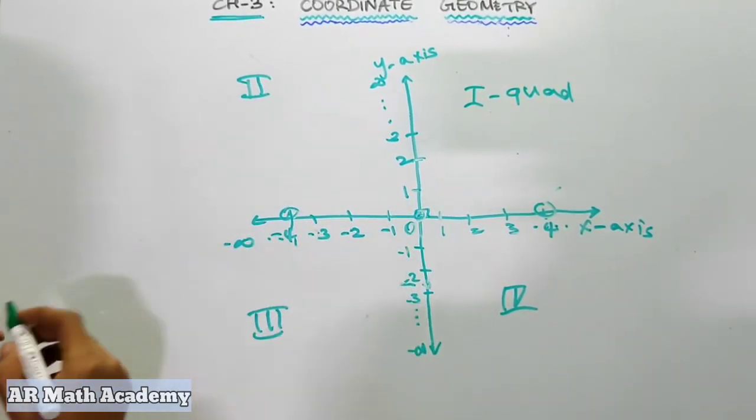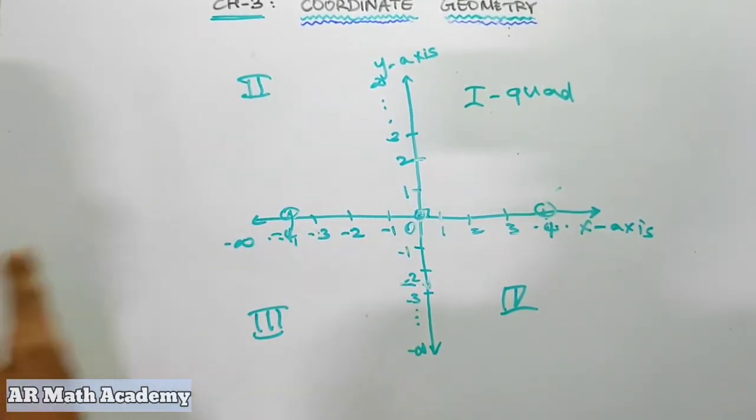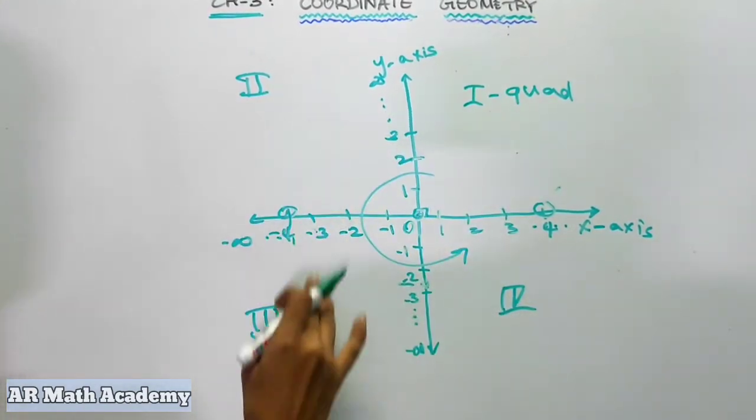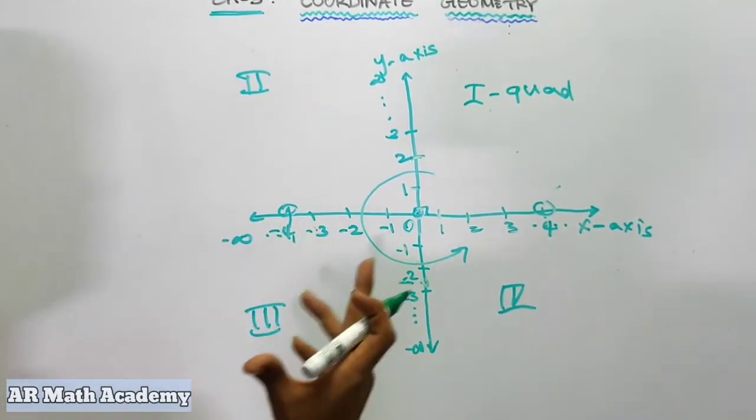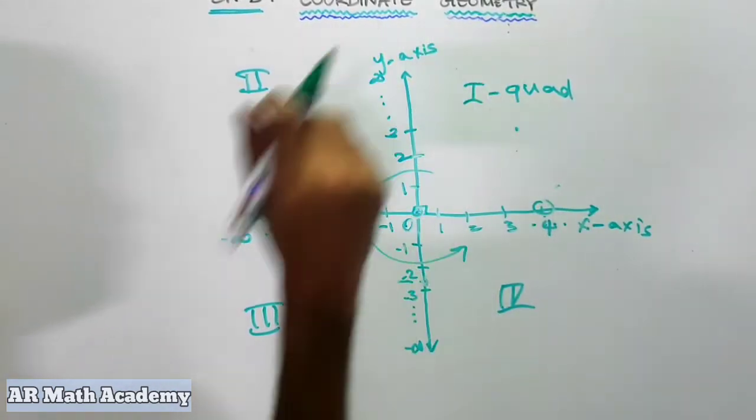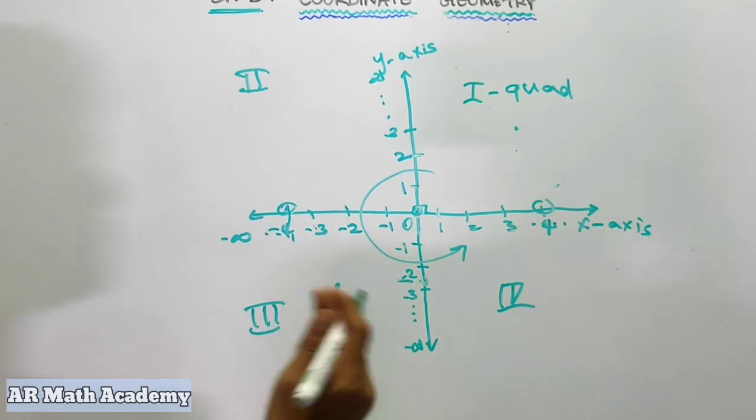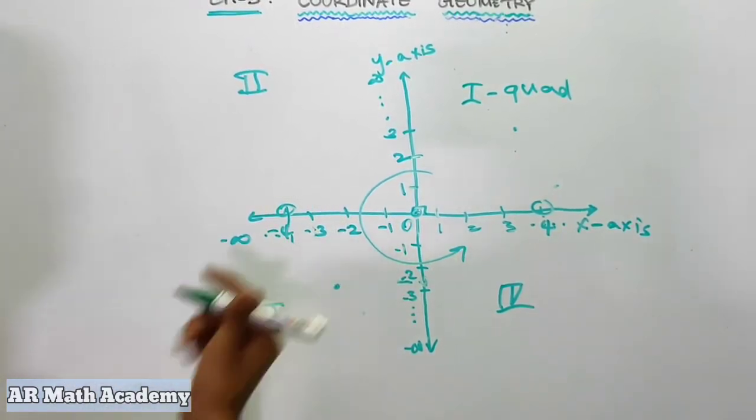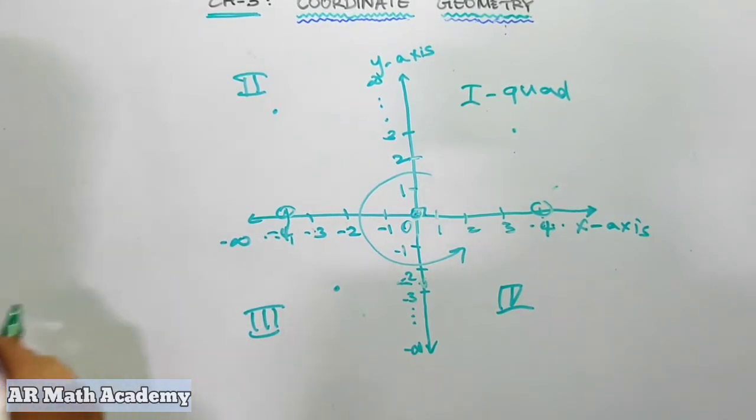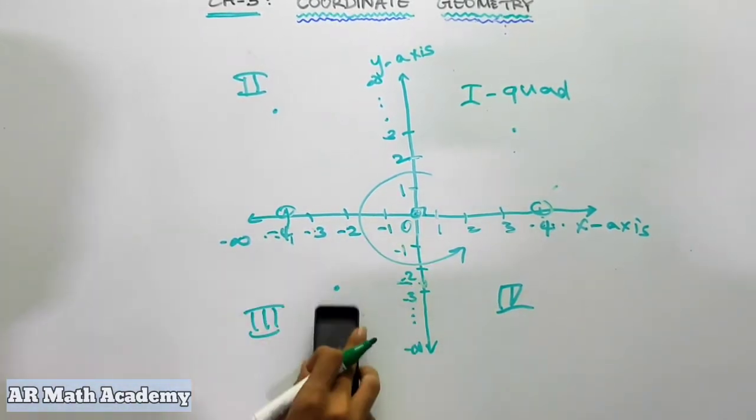Always remember this manner of labeling. So first, second, third and fourth quadrants respectively. Now if I want to locate a point, if the point is over here, I will say that this point is in the first quadrant. If my point is over here, then I will say my point is in the third quadrant. If my point is somewhere over here, I will say my point is in the second quadrant. Similarly for the fourth quadrant.